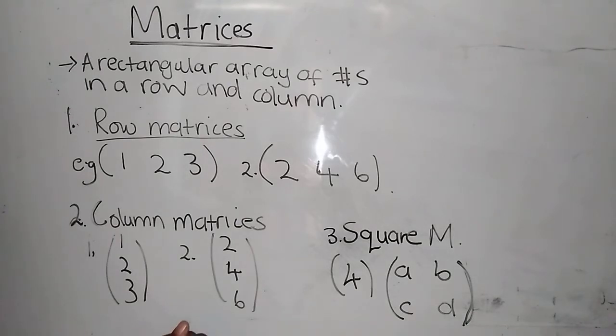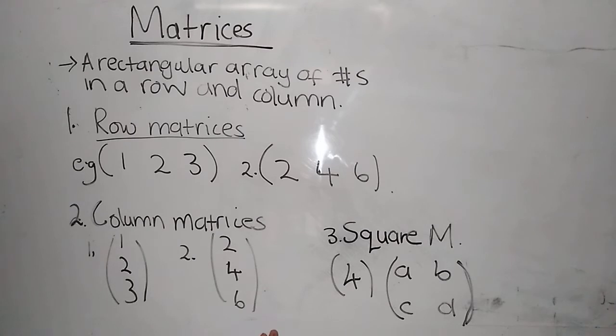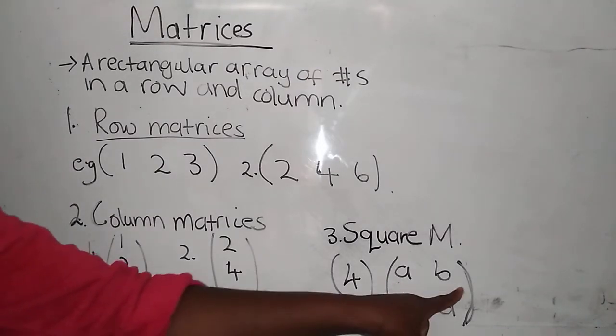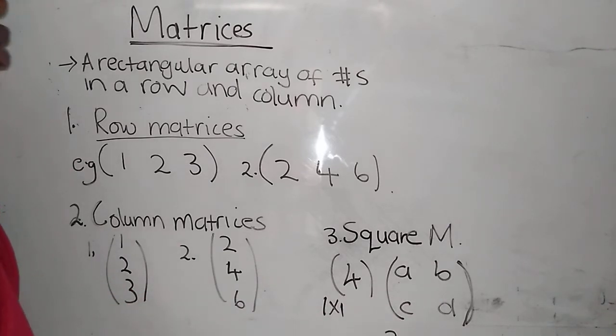For square matrices, it will be the same number of rows and the same number of columns. As for 4, it's one row, one column, so this is a 1 by 1 matrix. But what about A, B, C, D? How many rows? 1, 2. 2 rows. And how many columns? 2 columns. That's why we are saying it's a square matrix. It's a 2 by 2, and the other one is a 1 by 1.